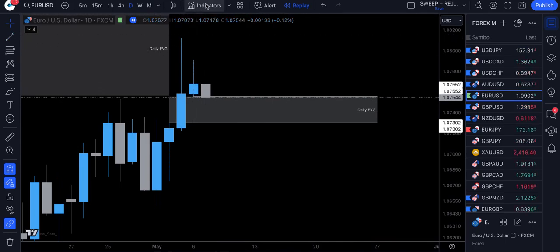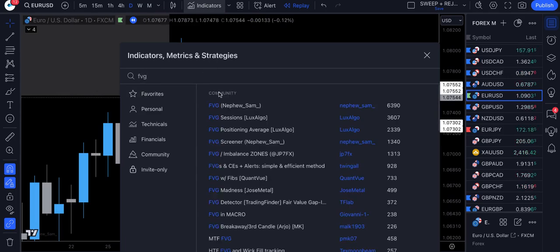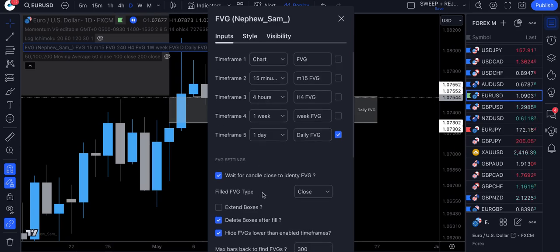What you're best off doing is heading over here to the indicators tab at the top. If you type in fair value gap from nephew_Sam, add that to your chart, and it'll automatically plot them for you. One other thing to note: ensure that you tick this box to wait for candle close to identify the fair value gap. This is very, very important. It means that you're not getting any false triggers. It's only identifying the actual fair value gaps once the candles are confirmed.